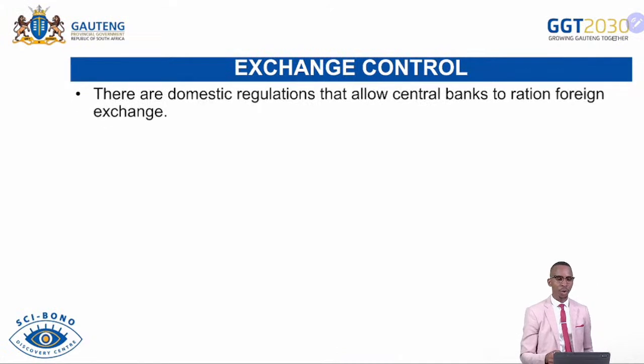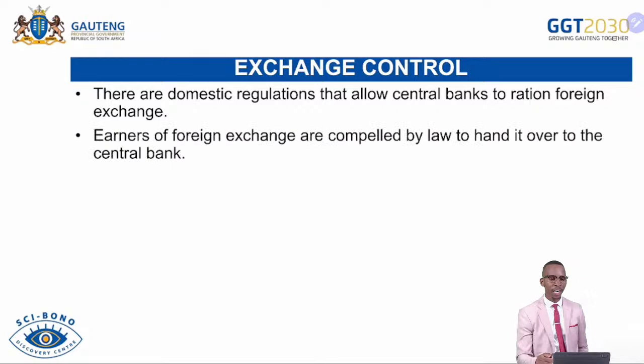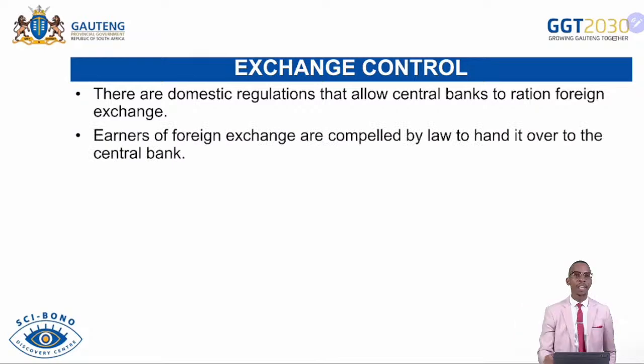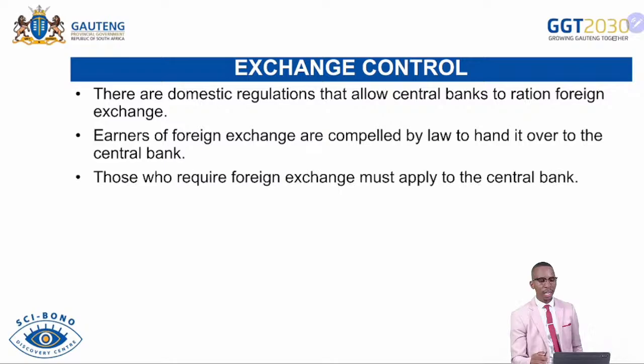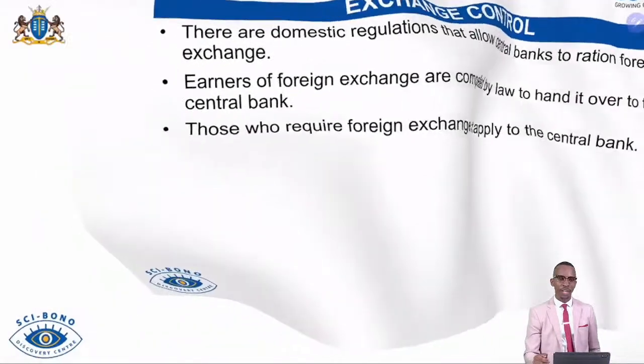And then exchange rate control. That is when the government intervenes by putting some regulations on domestic currency by ensuring that it becomes more restrictive. Whoever is in need of the currency should apply to the central bank and get that currency. So earners of foreign exchange are compelled by law to hand it over to the central bank of the country. Those who require foreign exchange must apply to the central bank.